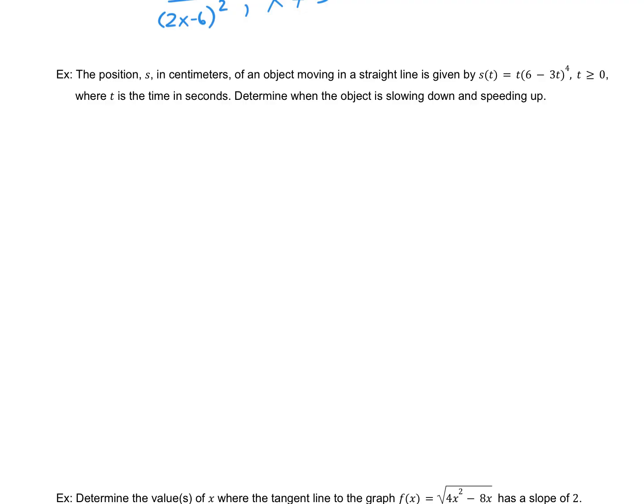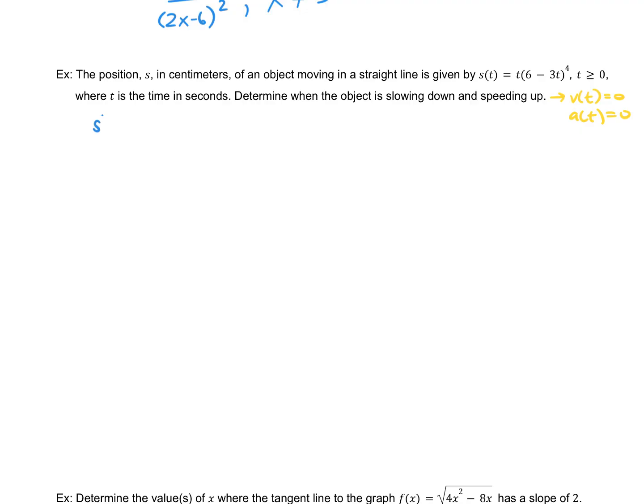So for these types of questions, slowing down, speeding up, I need to figure out when velocity is equal to 0, when acceleration is equal to 0, and then see when the signs are positive. So I'm going to do a sign analysis. Remember, velocity is the first derivative of displacement, acceleration is the second derivative of displacement. And now, let's start off with our derivatives. And I have 2 functions. Function 1 is t, function 2 is the bracket to the power of 4.